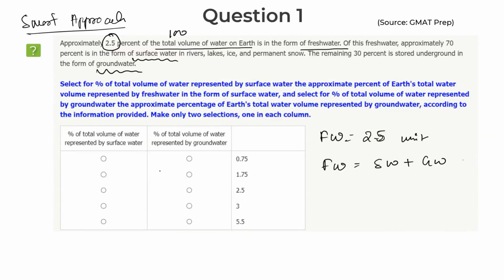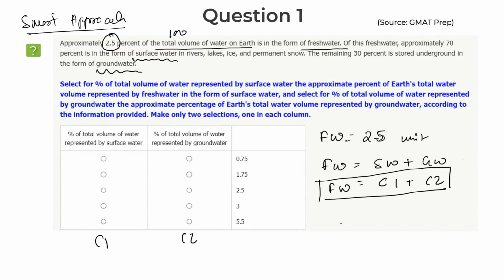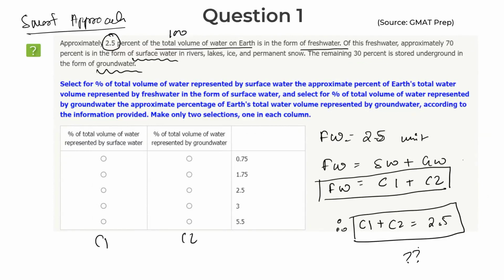So these two, column 1 and column 2, are nothing but surface water and groundwater. These column 1 and column 2 should add up to be the amount of fresh water, or rather we can say, therefore, column 1 and column 2 should add up to give me 2.5. Yes or no? Did you understand this? Column 1 and column 2 should add up to give you 2.5. Yes or no?